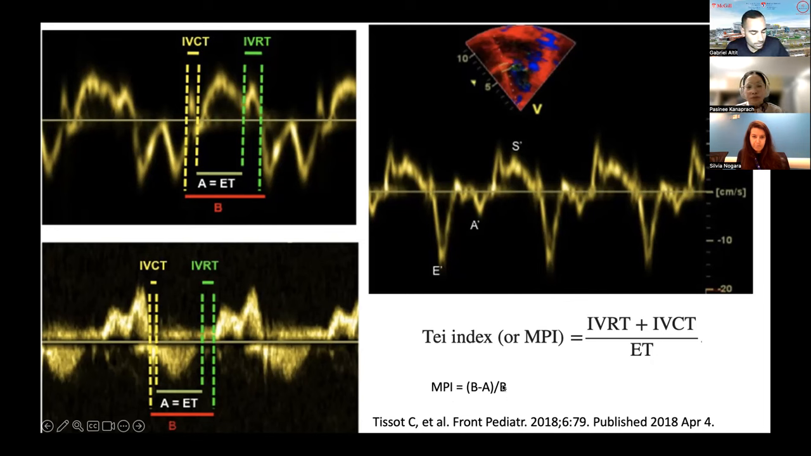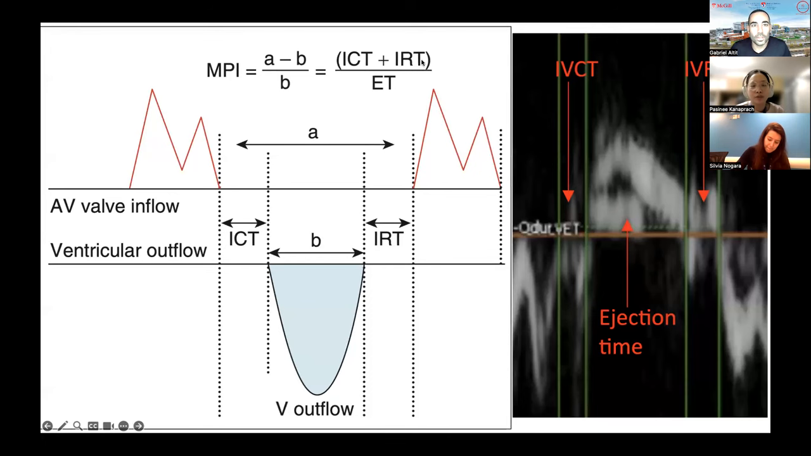This is a mistake. Okay, it's divided by ejection time. Does that make sense? Yeah. So here, this B is ejection time, so it's good. So it's A minus B divided by B, which is ejection time. Because A minus B gives you this ICT plus IRT.